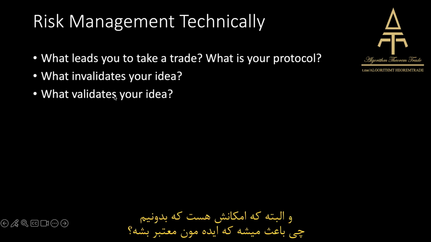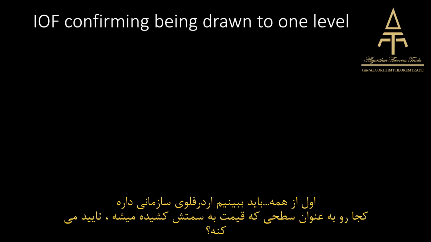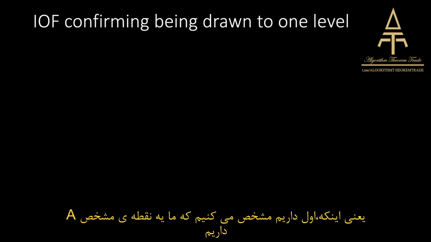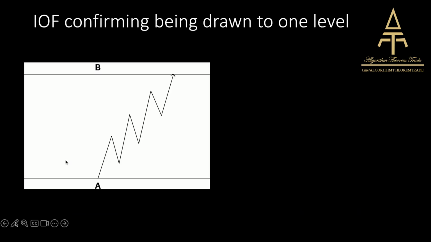And of course, it is also possible to know what validates the idea. How do you know whether or not your idea is likely to play out? What variables can you add to that? We will all discuss it during this lecture. First of all, we can take a look at institutional order flow confirming being drawn to one level, meaning that we have established that there's a clear point A where a run begins from and a terminus, point B, is present. In a chart within a buy program, this looks like the following.